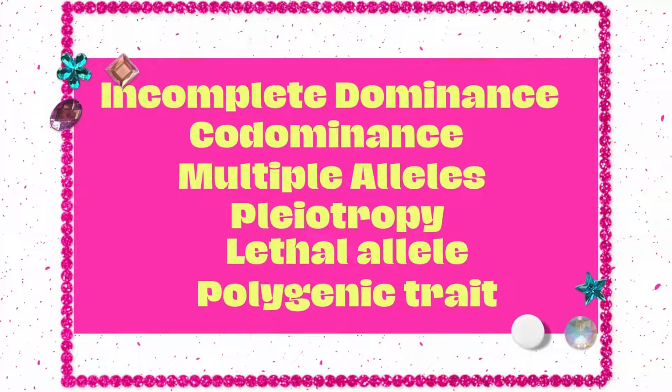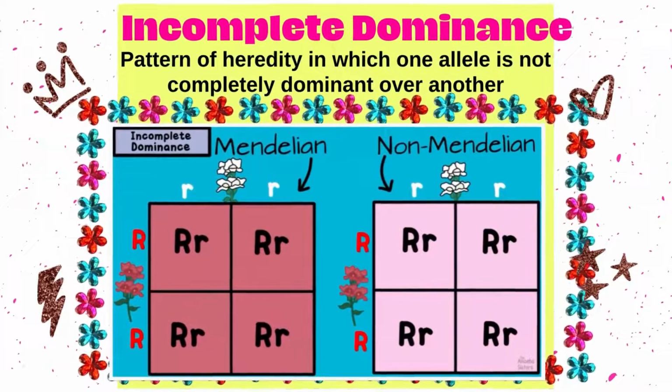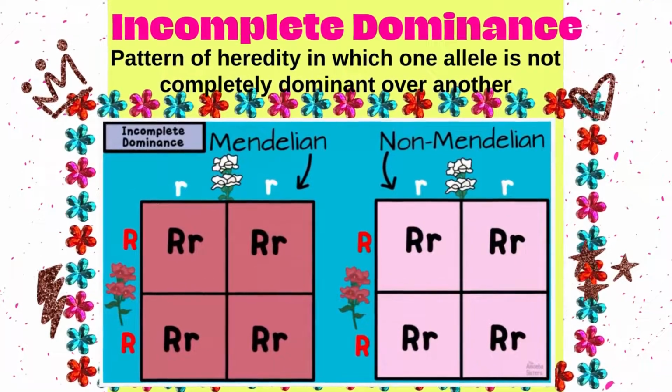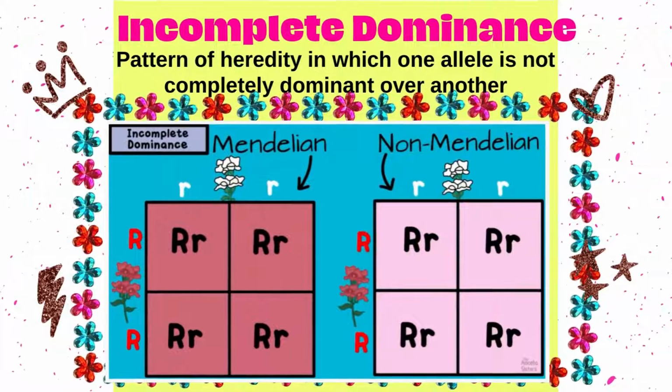These are the terms that we need to define for further understanding of the lesson: incomplete dominance, codominance, multiple alleles, pleiotropy, lethal allele, and polygenic trait. Incomplete dominance: a pattern of heredity in which one allele is not completely dominant over another.